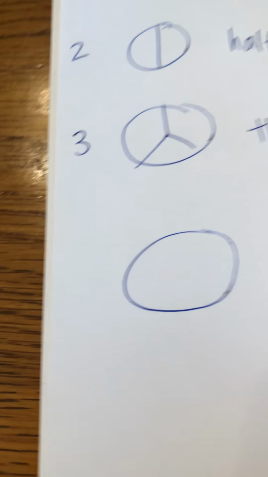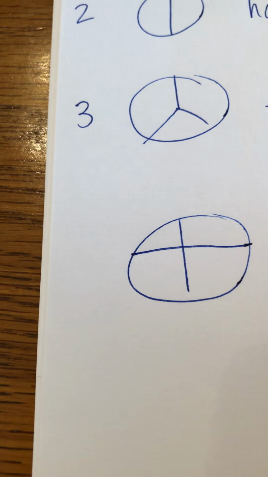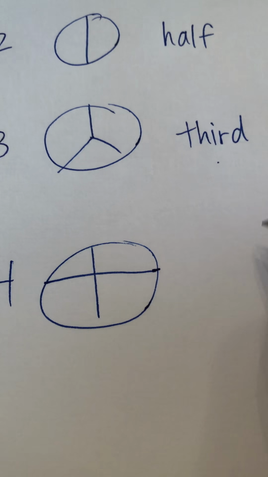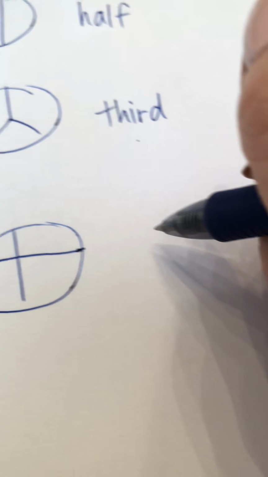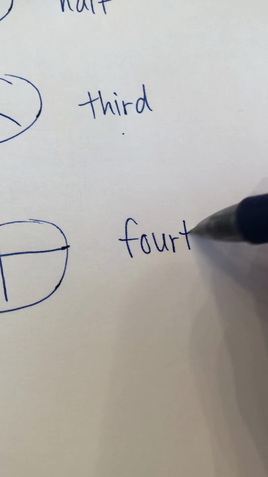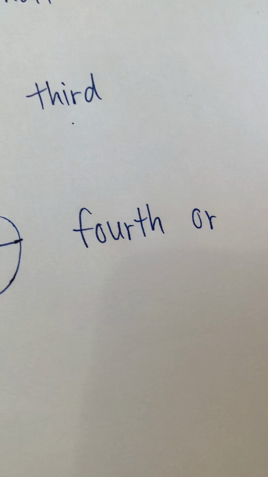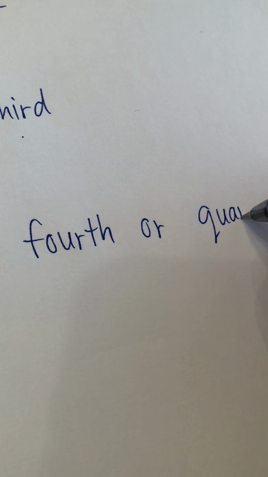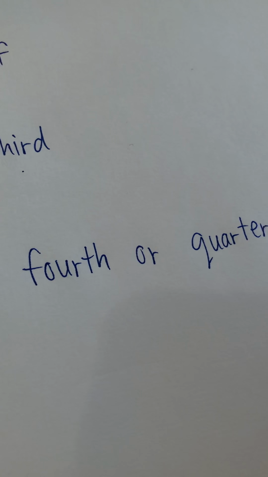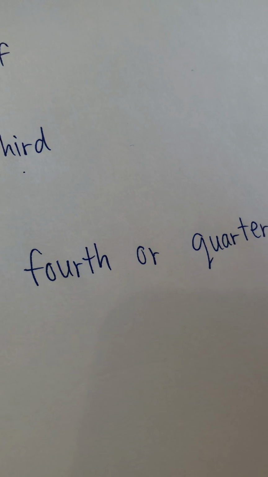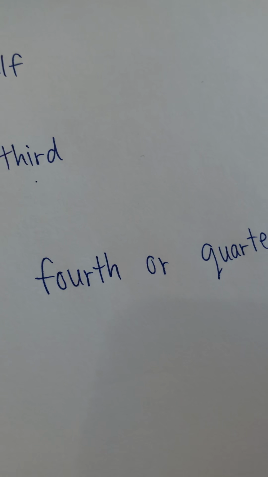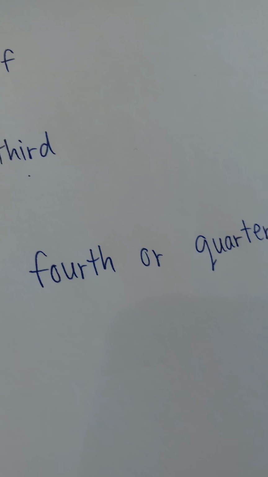Okay? If our pizza was cut into 4 pieces that are equal, not like my drawing, we would call each of those pieces a fourth or a quarter. So you can think of quarter like another word for fourth. You might have heard it in a basketball game, for example. There's 4 quarters of a basketball game. It's split into 4 equal parts.